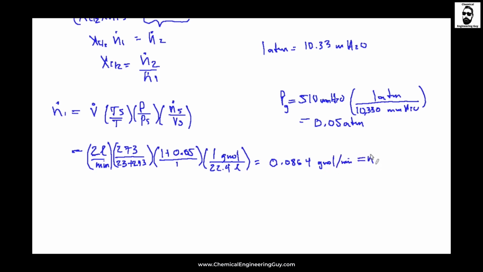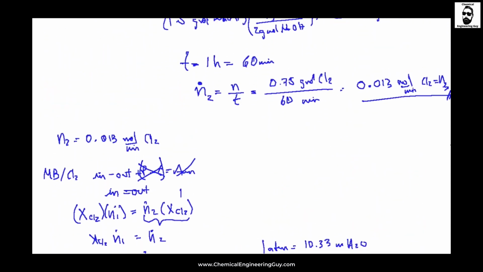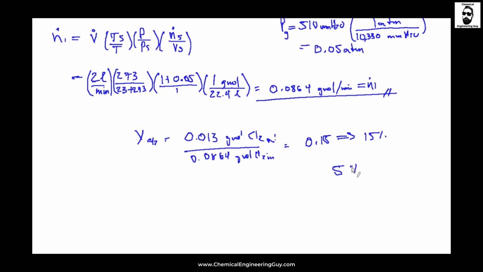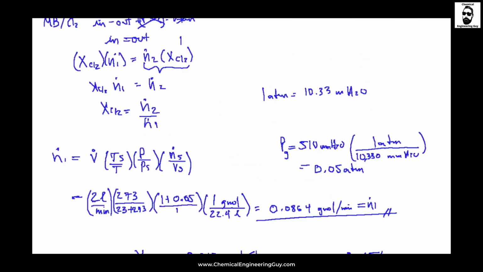So that's our flow. And now we can calculate our concentration, finally, XCl2. N2, how much do we have? It's 0.0313 gram moles of Cl2 divided by 0.0864 gram moles in inlet. Then I get 0.15, which is essentially 15%, and those guys told me it was 5%, so they're lying to me, and I'm sure because of the mass balance.